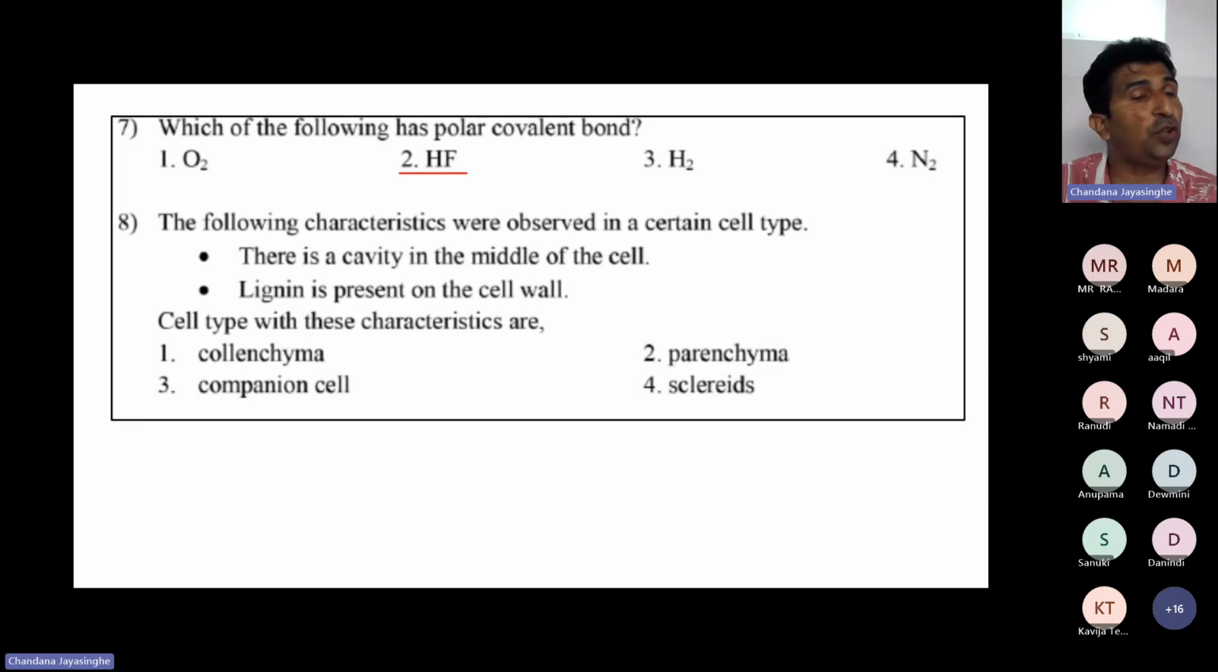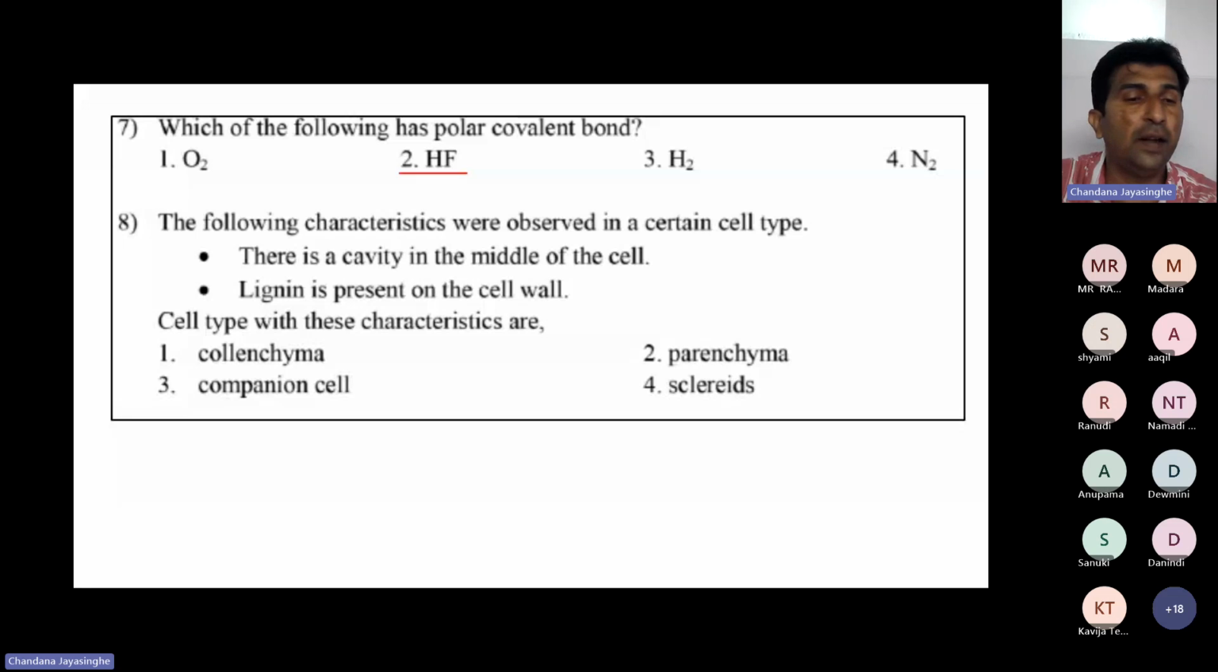This is regarding the tissues that we learned in the grade 11 first lesson, plant and animal tissue. The following characteristics are observed in a certain cell type. There is a cavity in the middle of the cell. Lignified means that on top of the primary cell wall, it already deposits the secondary cell wall, and lignin is deposited on the secondary cell wall. And finally, the cell will get what?